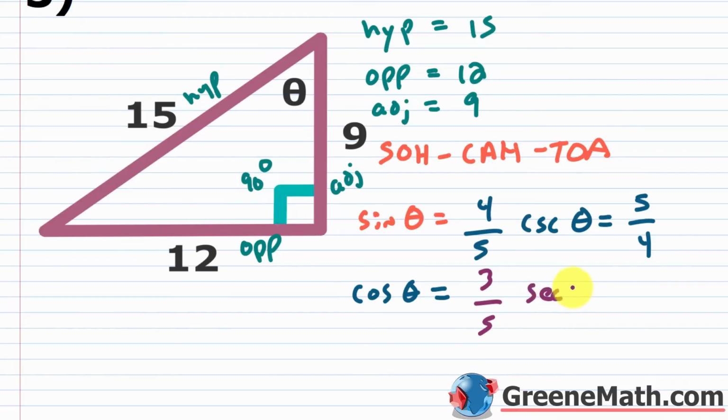For your secant of theta, this is the reciprocal of this, so 5/3. Again, that's going to be hypotenuse over adjacent. Now, let's think about the last two.